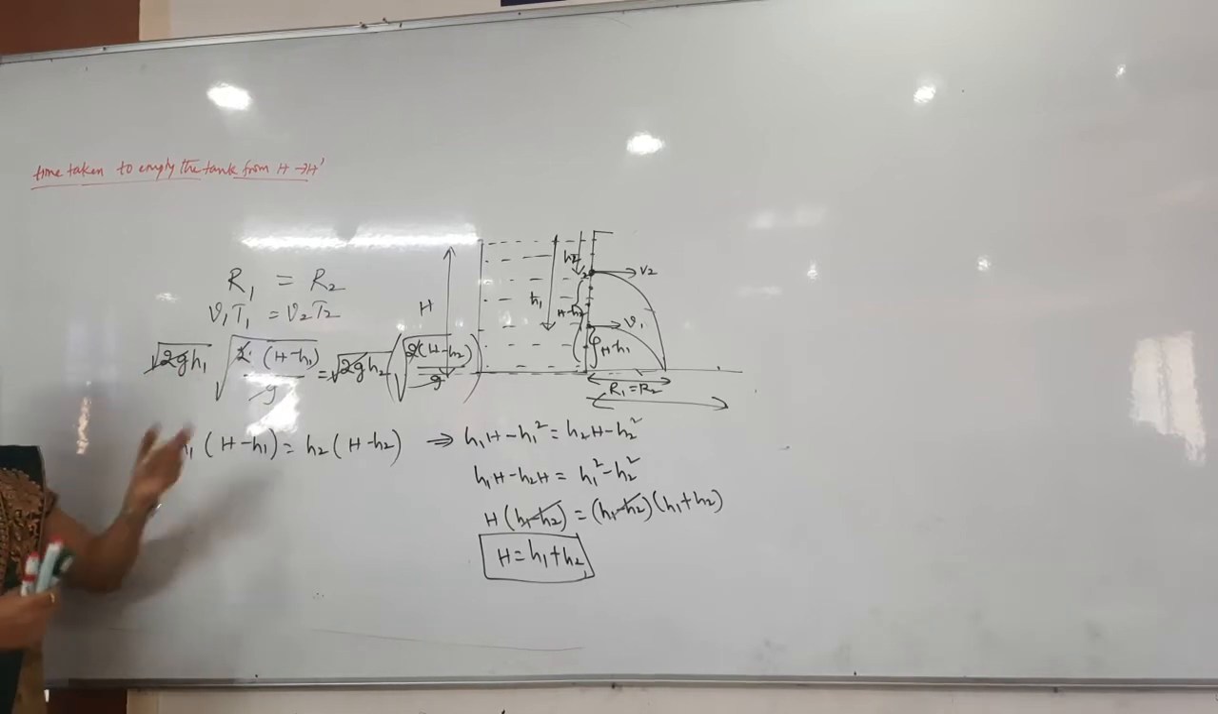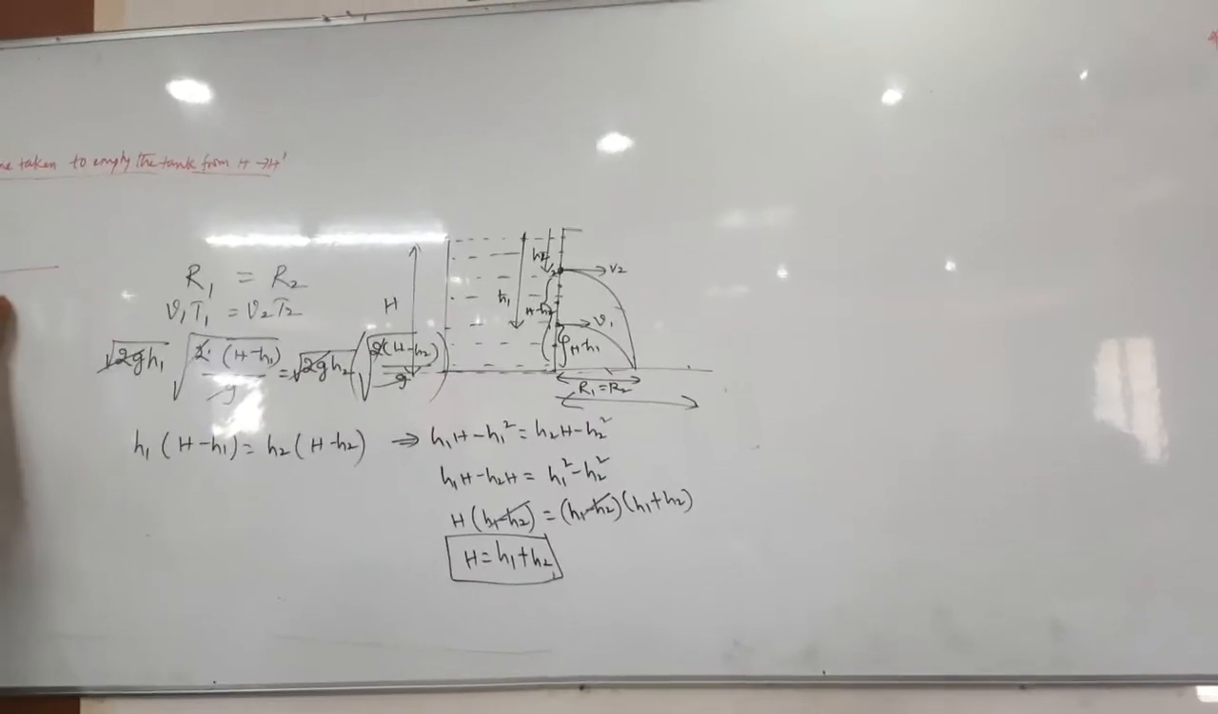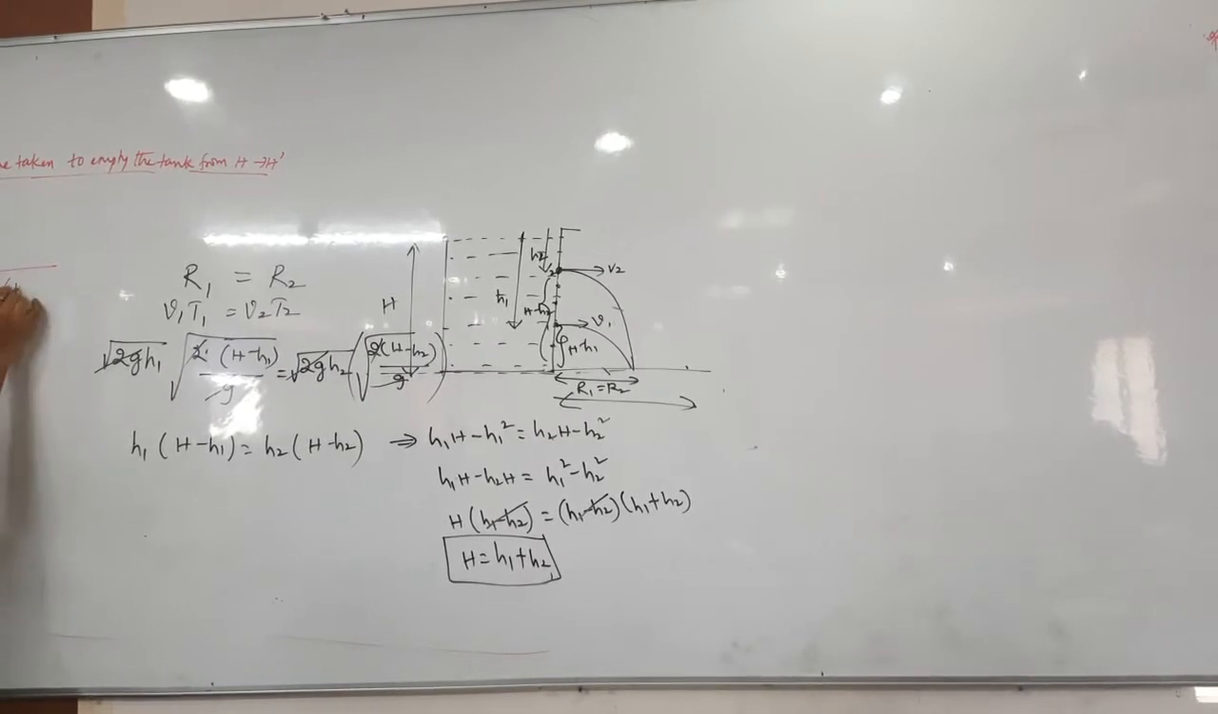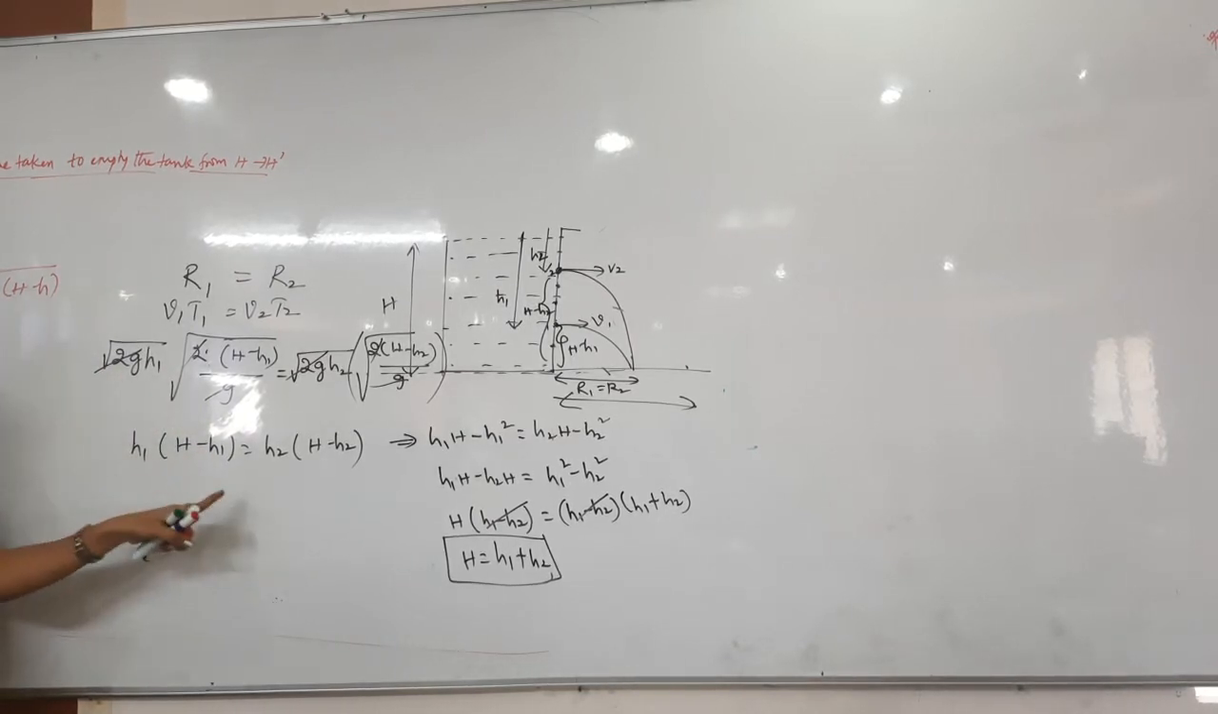Otherwise, instead of doing this much, you can apply the direct formula also. What is the range formula? Under root h into (H minus h) only, right? 2 into under root h into (H minus h). Again the same formula you can apply, and from there only you are getting this one. However you apply it, the 2 gets cancelled, the root gets cancelled.